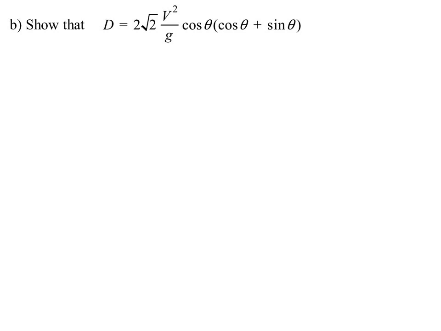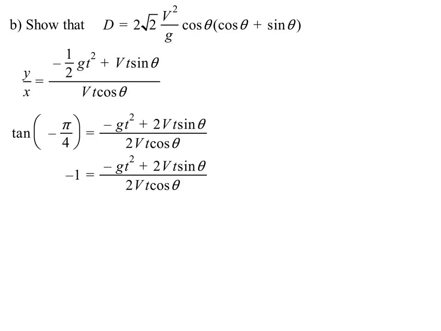Show that d is this expression here. This is a bit more interesting. Well, the way I approach this one, I'm going to look at this ratio of y on x. Now y on x is minus a half gt squared plus vt sine theta over vt cos theta. So we think, well, why on earth is he doing this? Well, because we know the tan of minus pi on 4. So just going back to our diagram, if I imagine a right angle triangle there at the point P, then the tan of that angle would be the y value over the x value. That's why I'm using this idea, because it's information I know. Tan of minus pi on 4 is negative 1.